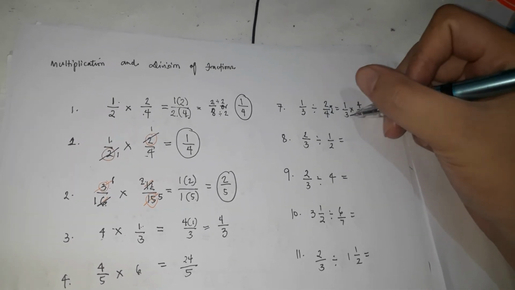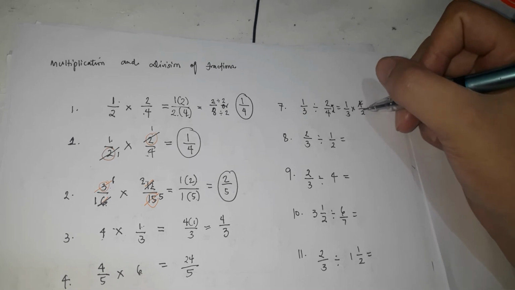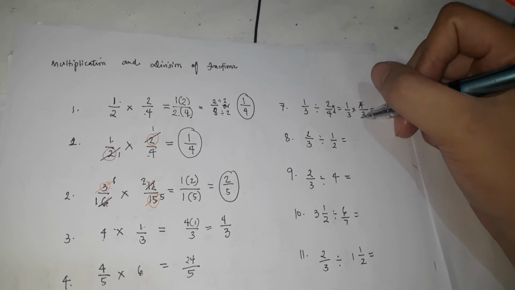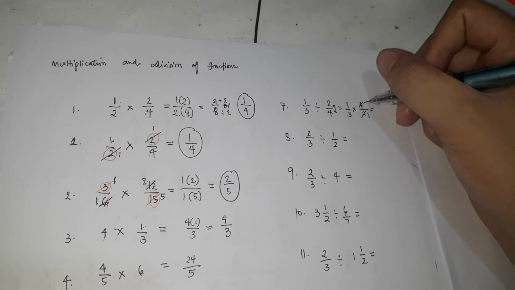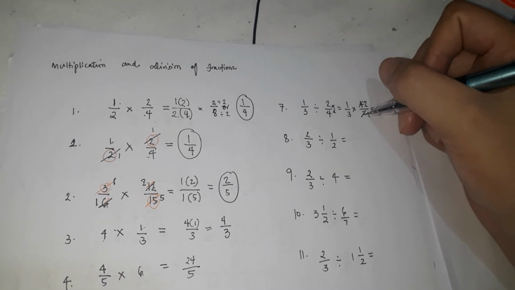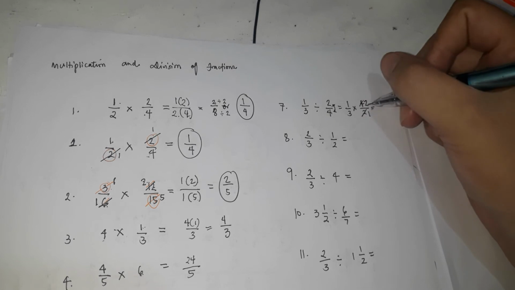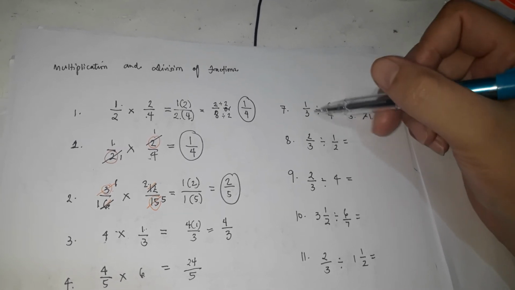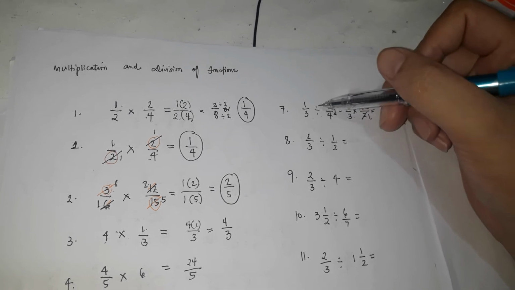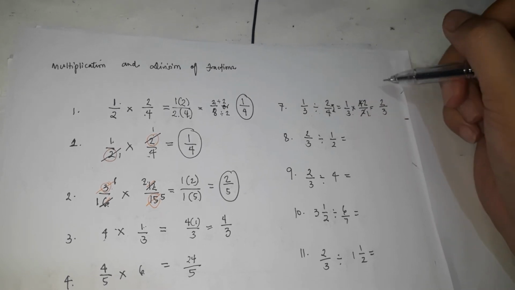multiply it. But, may pwede kang makancel. 4 at saka si 2. Si 2 magiging 1, si 4 magiging 2. Divide mo by 2. Very good. 1 times 2, 2. 3 times 1, 3. So, 1/3 divided by 2/4 is 2/3.